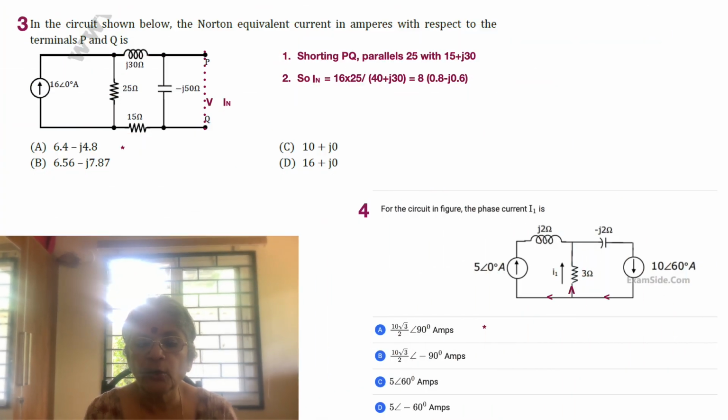Moving on to problem number 4, here we have two current sources, one going downward, the other going upward, and the difference between them is going to move upward through the 3 ohm resistor. We also have an inductor and a capacitor.